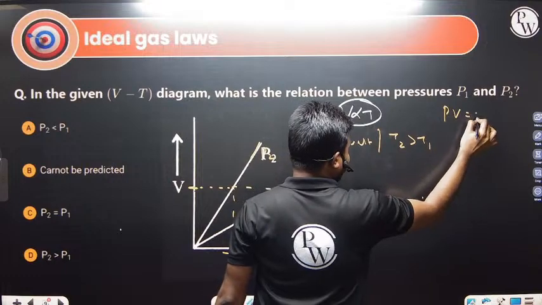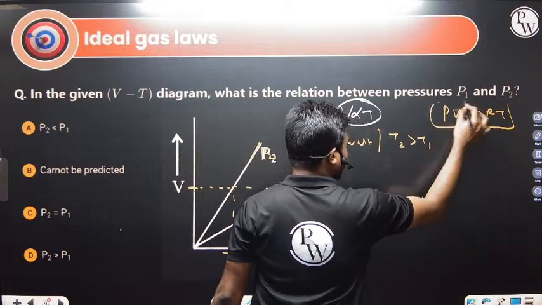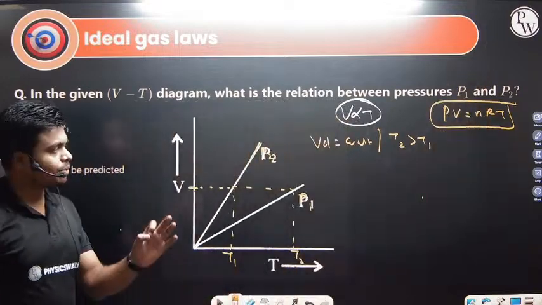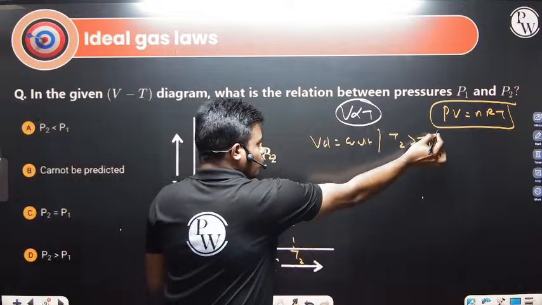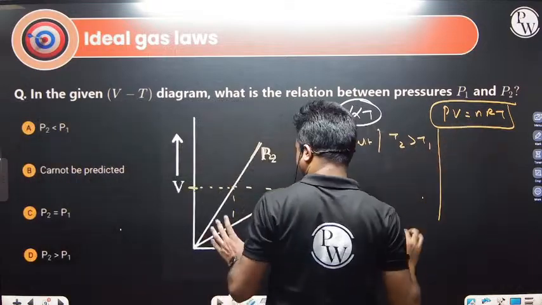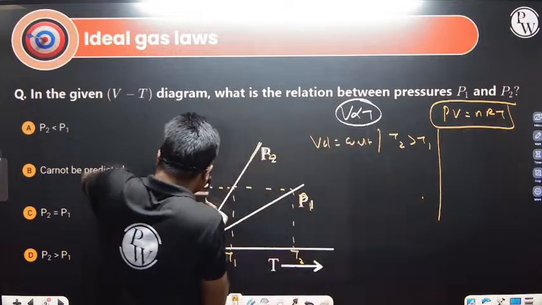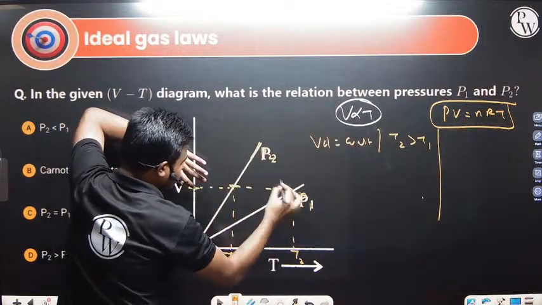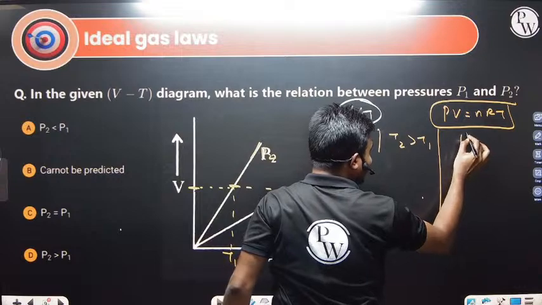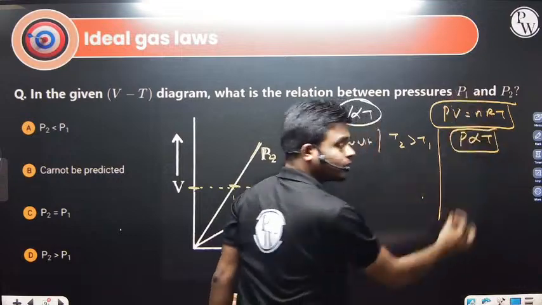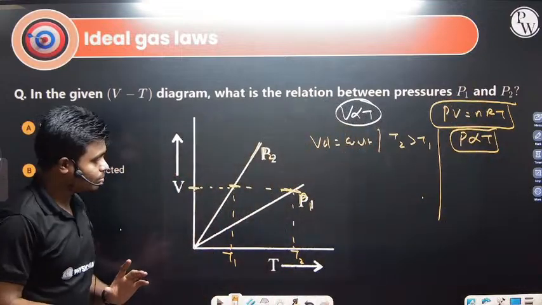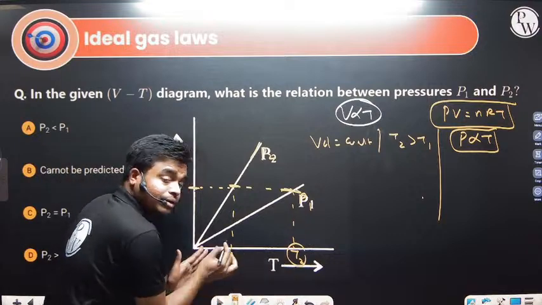Using this, PV is equal to nRT, pressure times volume is equal to nRT. So what is happening here? Volume is directly proportional to temperature, but I am making the volume constant. So when the volume is constant, pressure is directly proportional to temperature. So where the temperature is high, that side pressure will also be high.